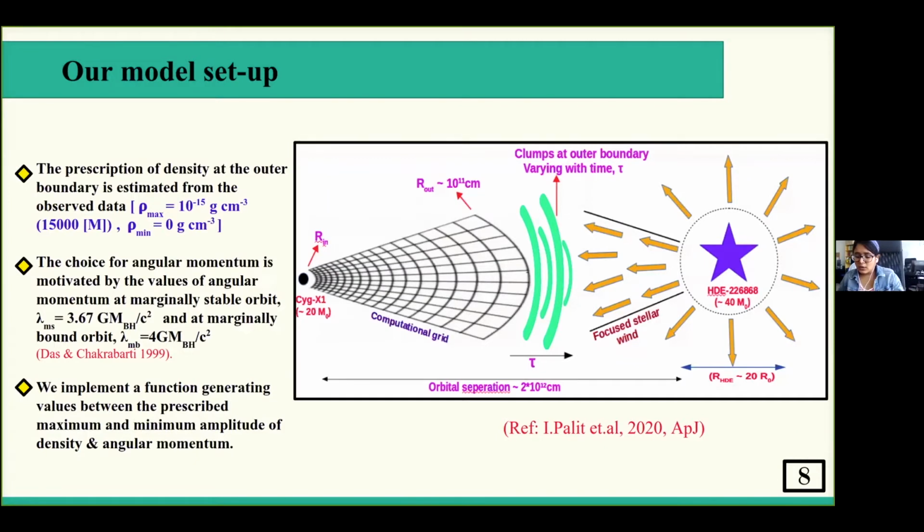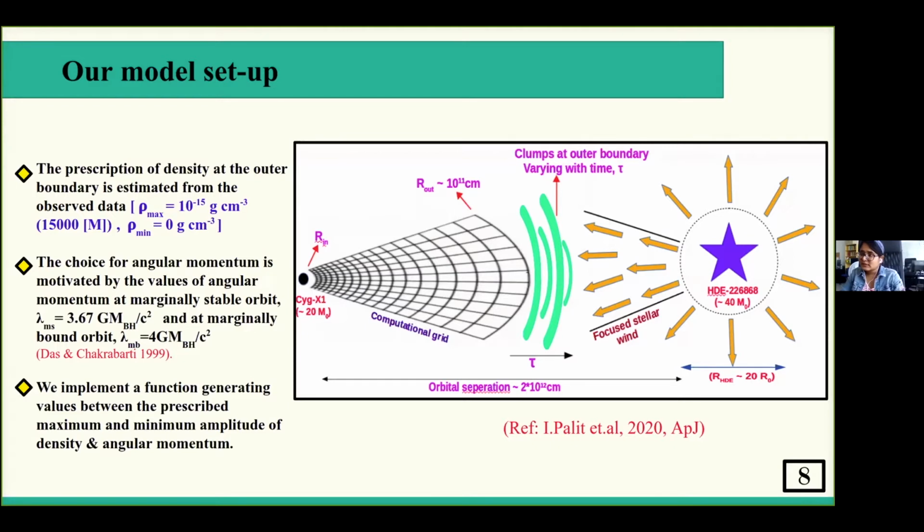So now I will describe my model setup. This is our model replicating the wind-fed accretion scenario of Cygnus X-1. The clumps are coming from the focused wind from the companion star at the outer boundary of our computational grid. The prescription of density at the outer boundary is estimated from previous studies regarding clump mass and density. We implement a function generating values between the prescribed maximum and minimum amplitude of the density.